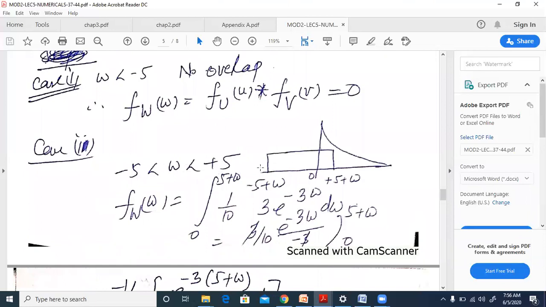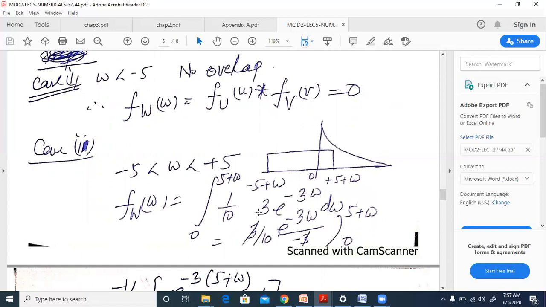Minus 5 to plus 5, there will be partial overlap, and the partial overlap will have a common portion between 0 and 5 plus w. So the limits should be 0 to 5 plus w. The value of fU(u) is 1 by 10. The value of fV(v) is 3 e to the power of minus 3w. Those two we are writing over here, 3 by 10 e to the power of minus 3w.